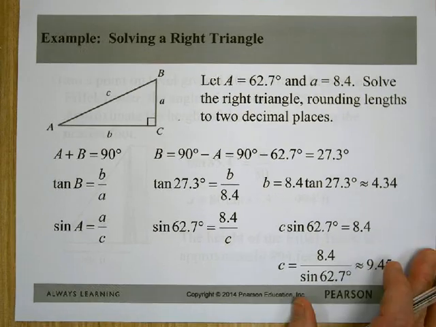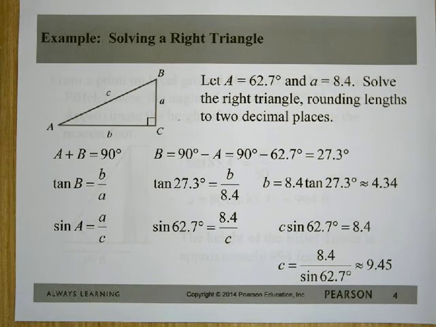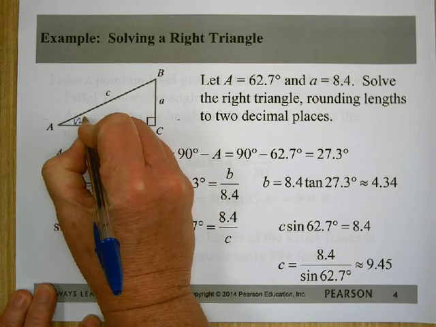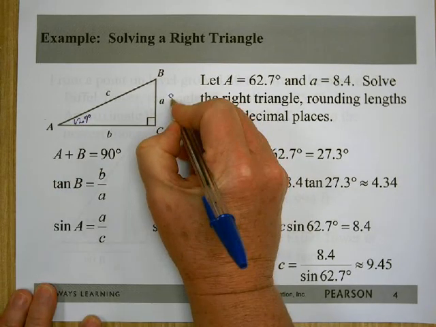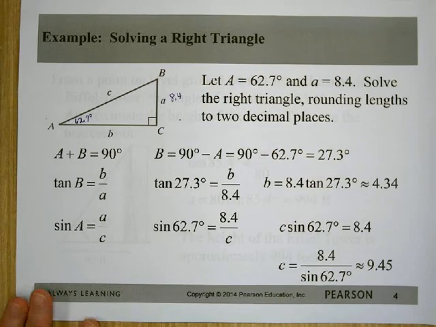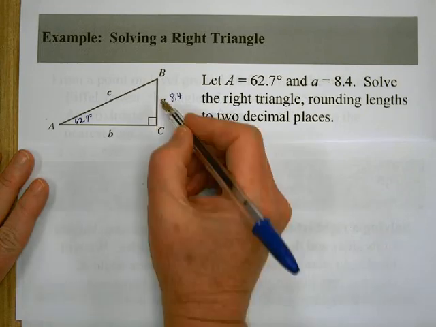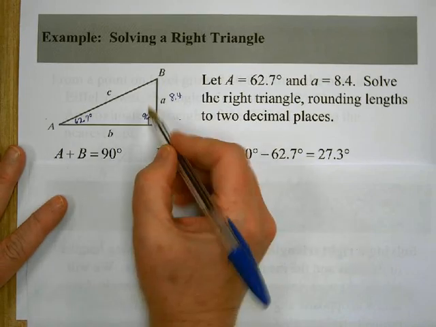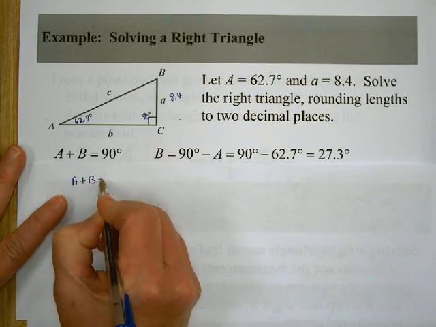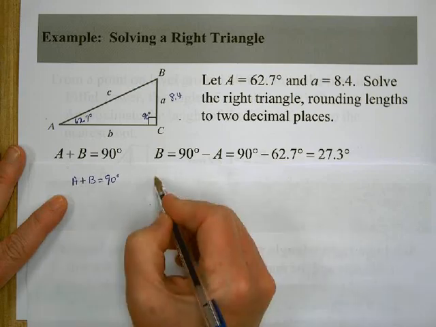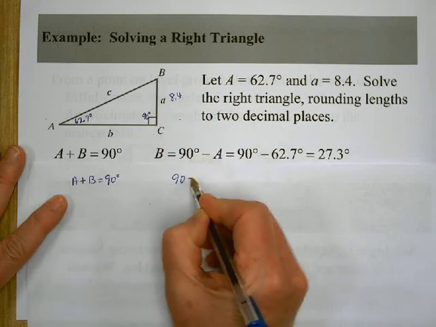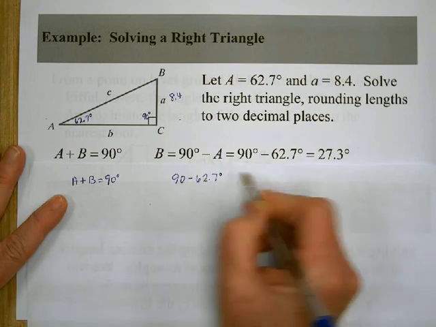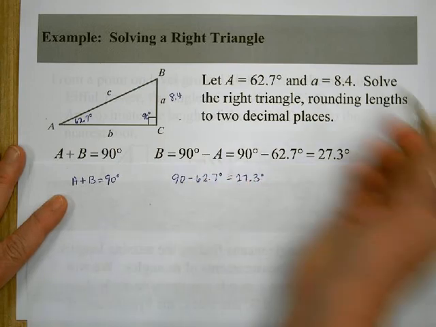We have a triangle here. It says A is 62.7 degrees, and side a is 8.4. Solve the right triangle, rounding the length to 2 decimal places. Well, the first thing you need to do is look at your angles. You know that this is 90 degrees, so angle A plus angle B is 90 degrees. If you want to solve for B, you just take 90 and subtract angle A from that, and it's 27.3 degrees.